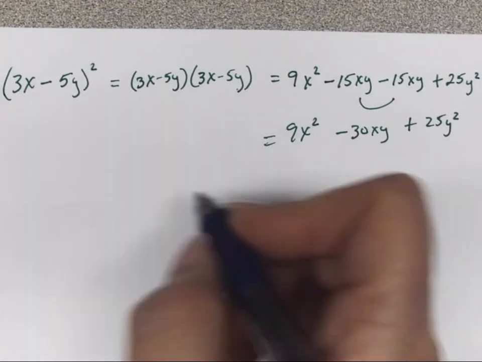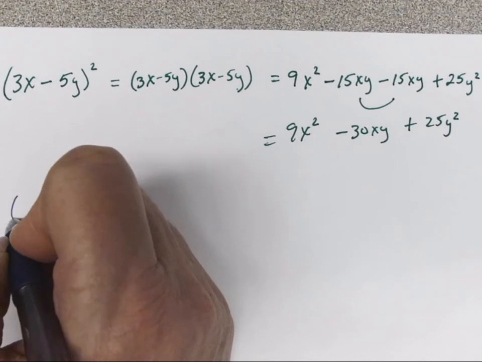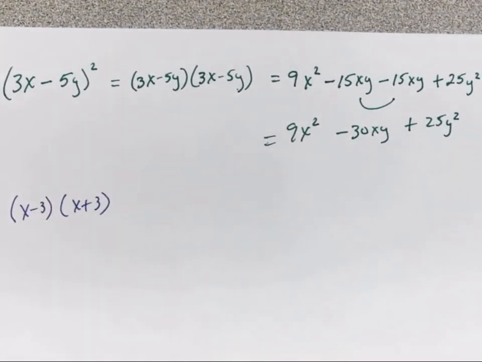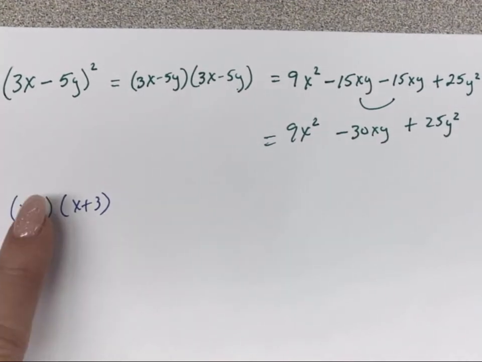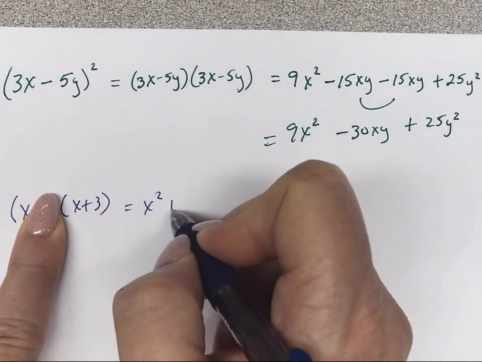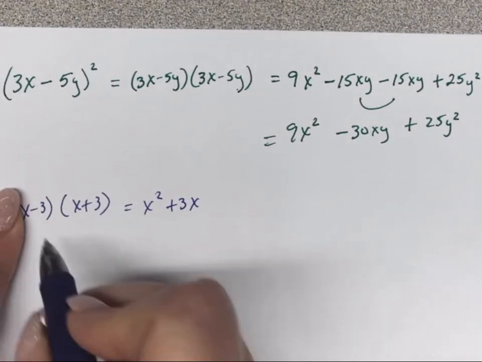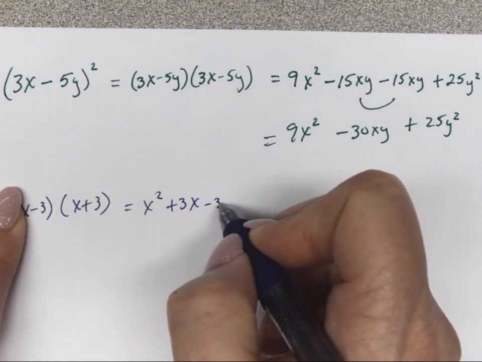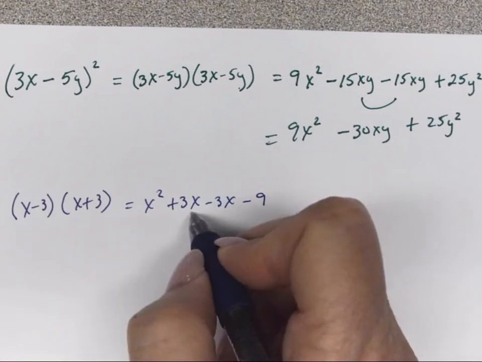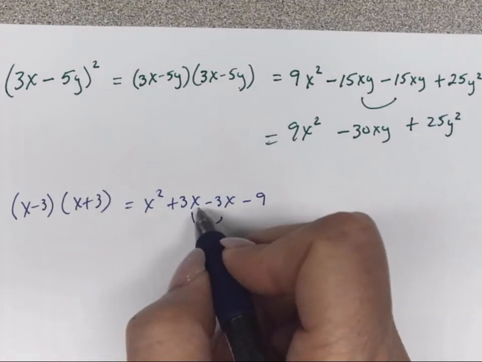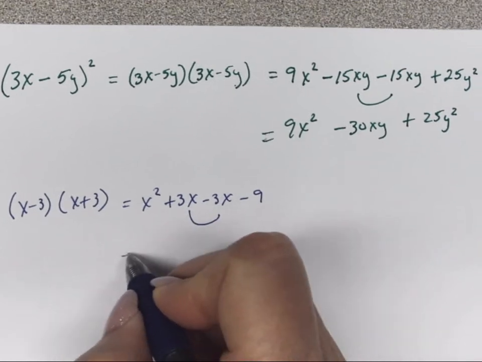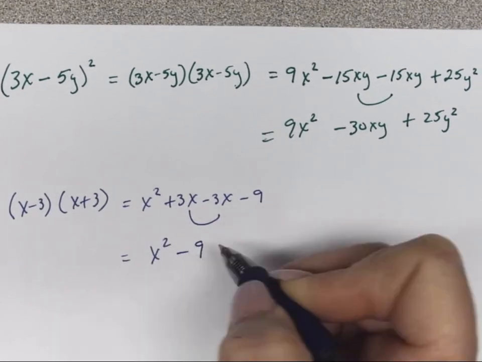All right, let's look at something like this. So x minus 3 times x plus 3. We're going to do the same thing. X times x will get us x squared. X times 3 is 3x. Negative 3 times x is minus 3x. Negative 3 times 3 is negative 9. Combining those middle terms, we notice that we have positive 3x and negative 3x. So those will cancel. We'll end up with x squared minus 9.